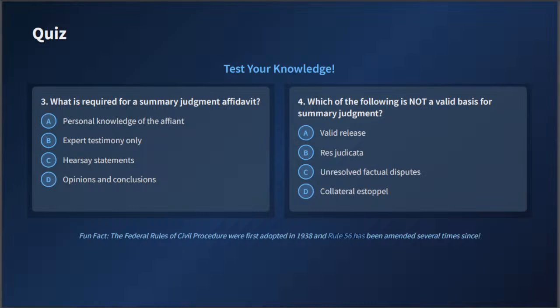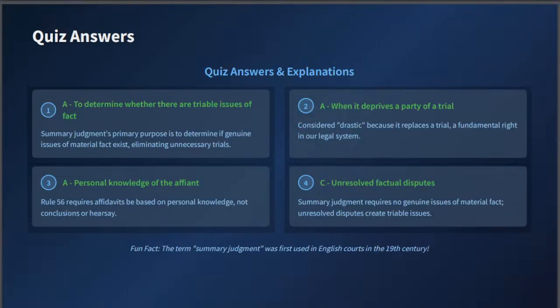All right, now we're on to the answers. Let's see how he did. Question 1, the answer was A, to determine whether there are triable issues of fact. Summary judgment's primary purpose is to determine if genuine issues of material fact exist, eliminating unnecessary trials. Question number 2 was also A. It's considered drastic because it deprives a party of a trial, a fundamental right in our legal system. So number 1 and number 2 were both A.